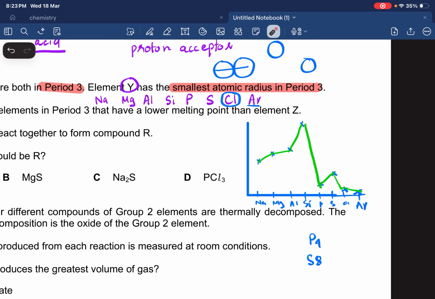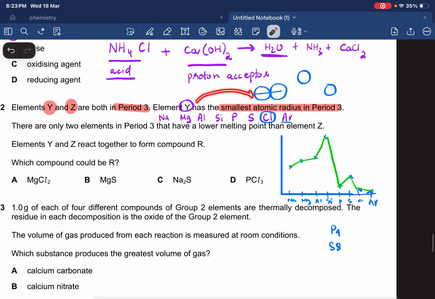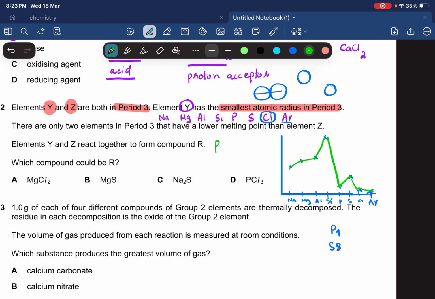In the first statement, Y came out to be chlorine. In the second statement, Z came out to be phosphorus. So we're dealing with PCl3 or PCl5. That's option D.